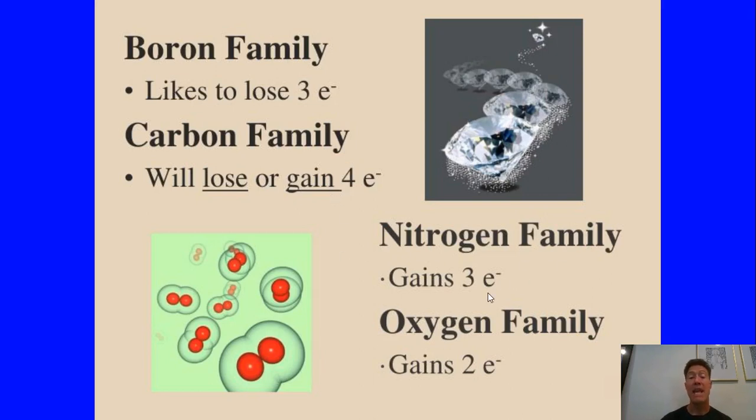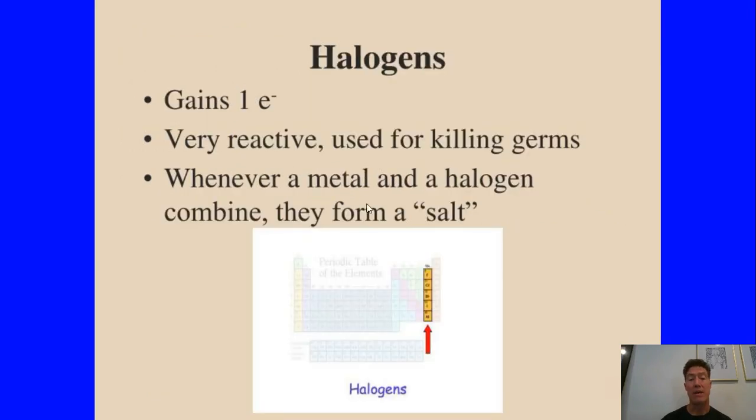The nitrogen family wants to gain electrons. It wants to gain 3, and then it becomes like the nearest noble gas. The oxygen family wants to gain 2. Halogens want to gain a single electron. They're very reactive. And interestingly, whenever a metal and a halogen combine, they form what's known as a salt.